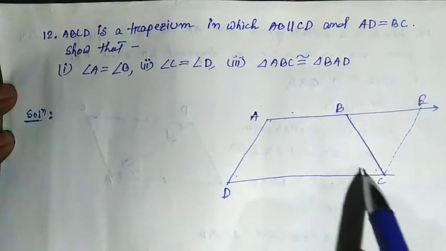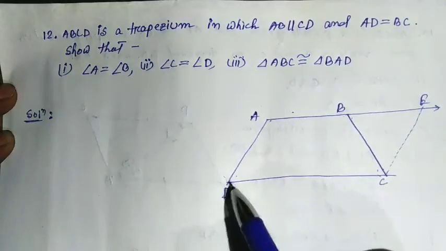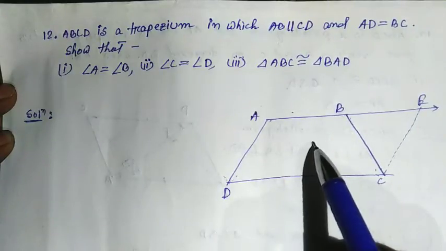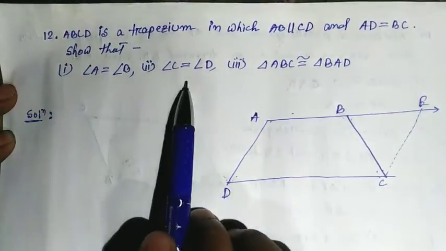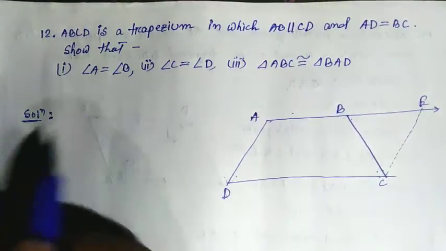That means this one should be joined, and BAD this one. So we will prove this one at last. First of all, we have to prove these two. So let's start. What is given? First of all, write this one.